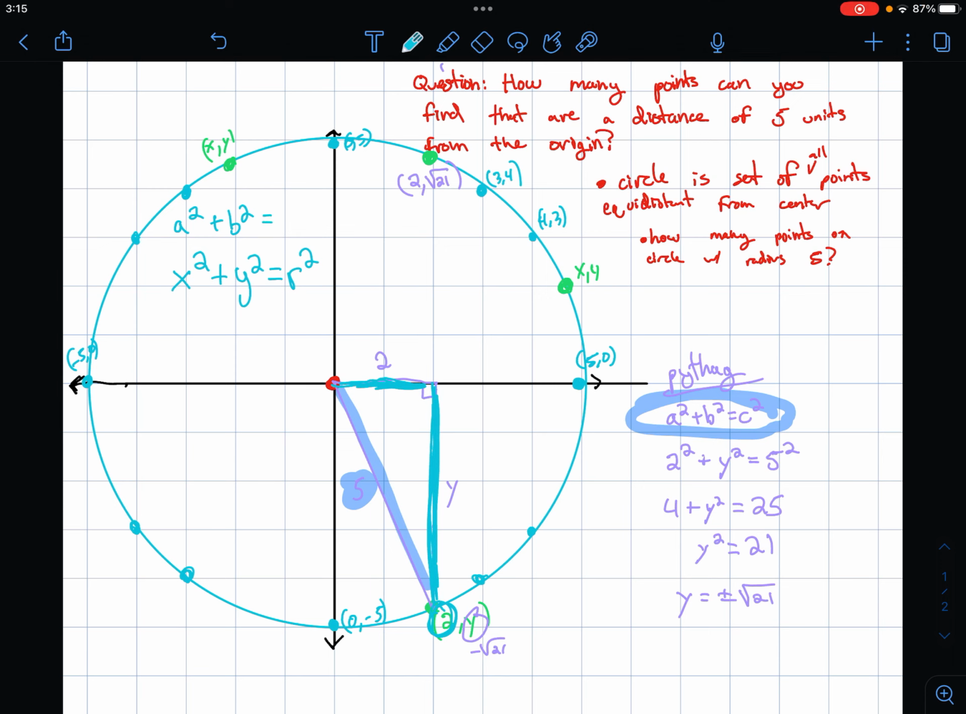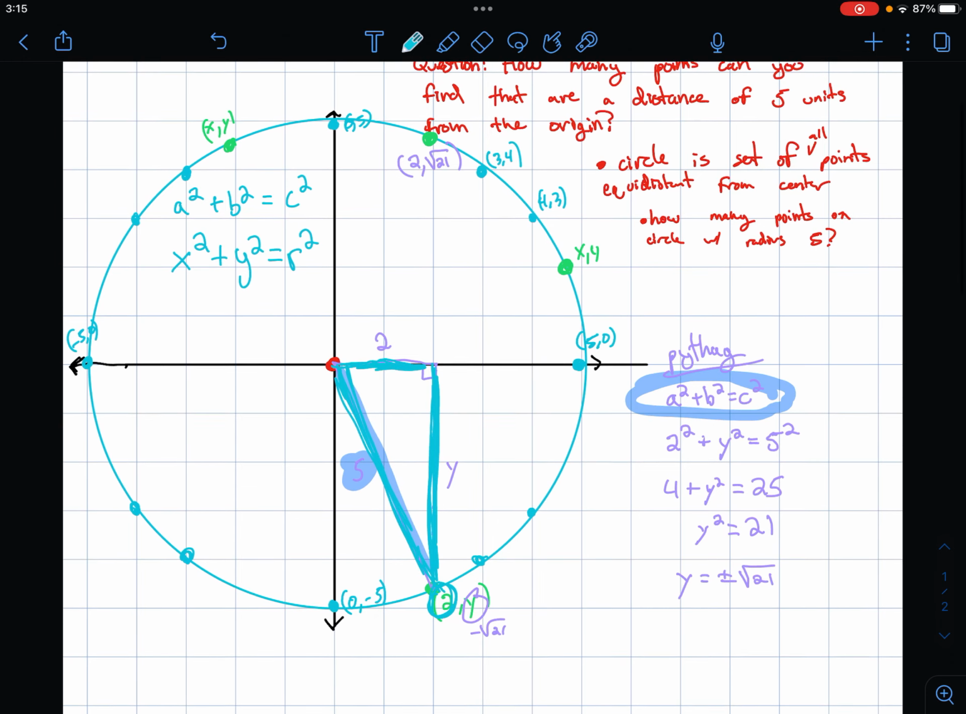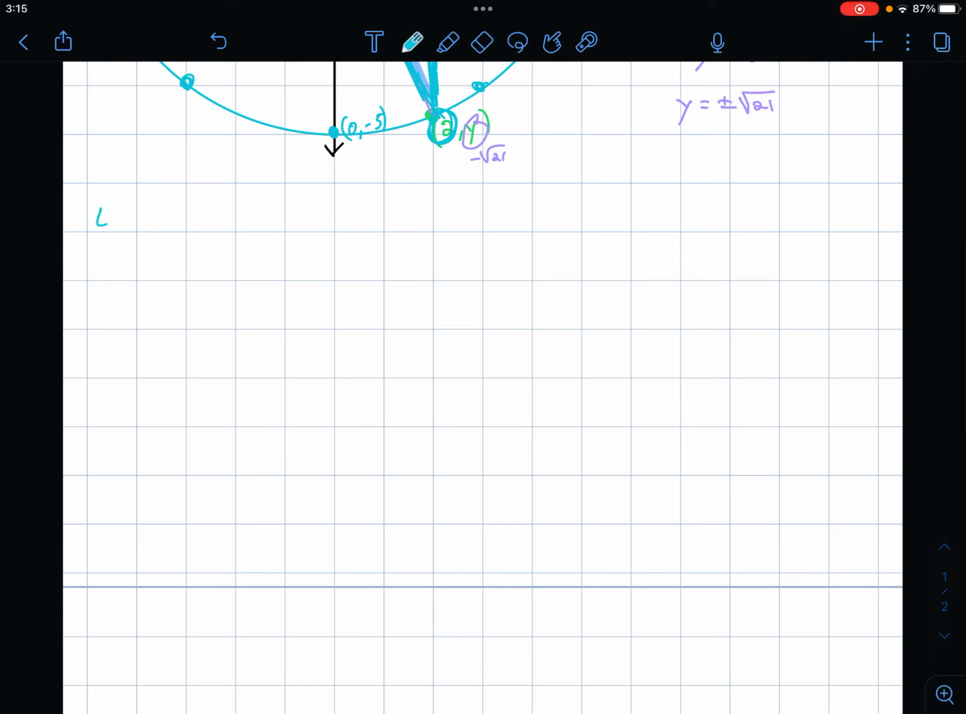And our r squared is just the hypotenuse, which has to be the radius, which is 5, equals c squared. So c squared is r squared. So the general form for the basic equation of a circle centered at the origin is just going to be the Pythagorean theorem, but expressed using coordinates. So x squared plus y squared equals the radius r squared.